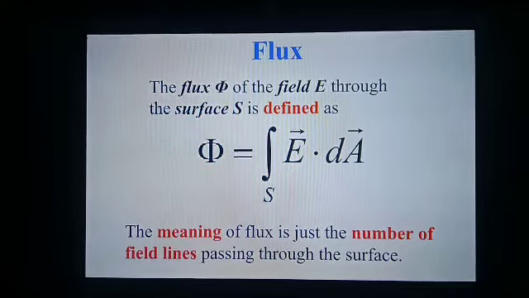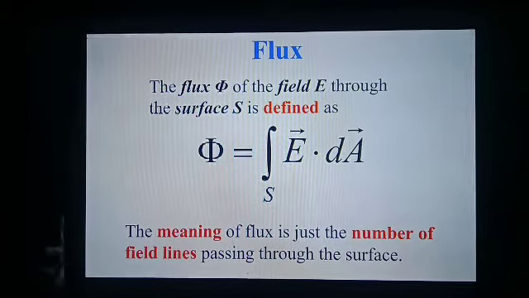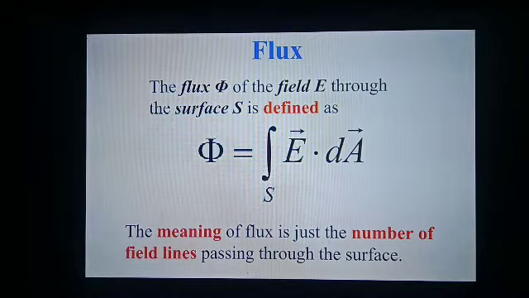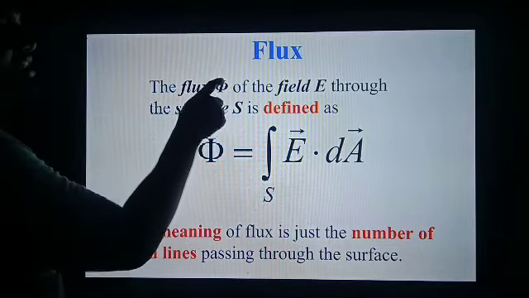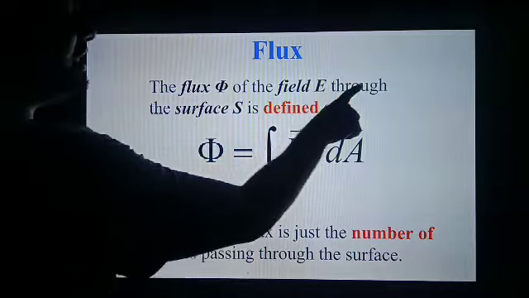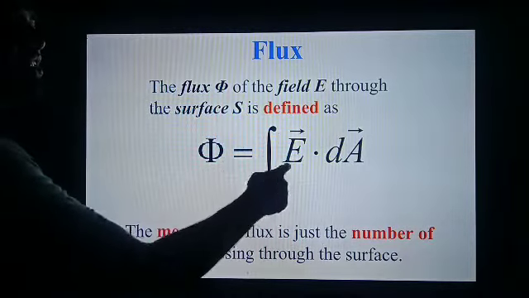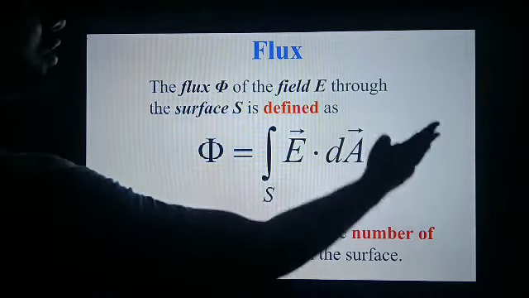So in class 12th, today we will study Gauss theorem, electric flux and application of Gauss theorem. Let's first of all learn what flux actually is. The number of field lines passing through any surface is called electric flux. The flux, represented by the symbol phi, of the field E through the surface S is defined as phi equal to the surface integration of the electric field over a surface, E dot dA.